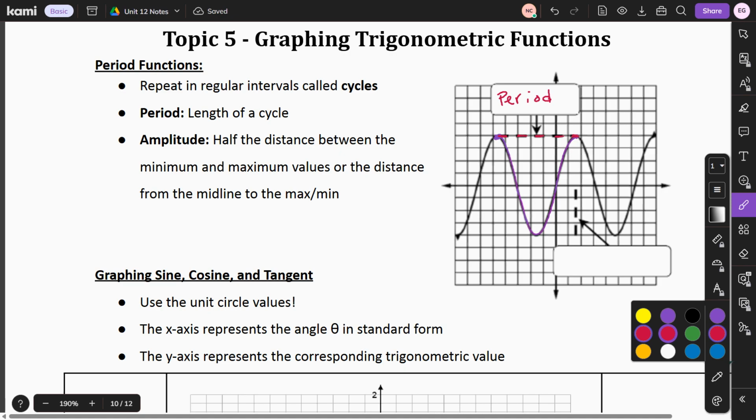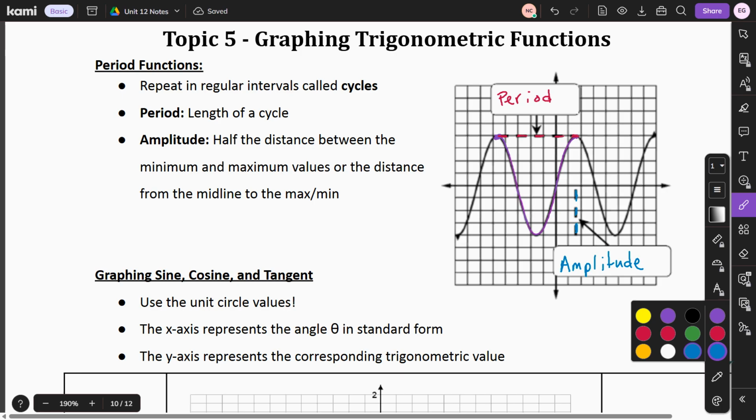Now, the other thing that we're going to measure is what we call the amplitude. And today we're looking at just the parent function. So the amplitude is going to be half the distance between your minimum and maximum, or it's the distance from your midline, which in this case is the x-axis, to your peak or your valley. So how far away the trig function goes from the x-axis in this case. We'll talk a little bit more about this and how it can be changed in the next topic.